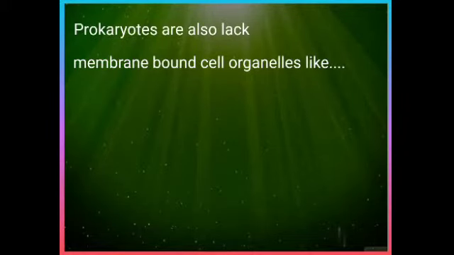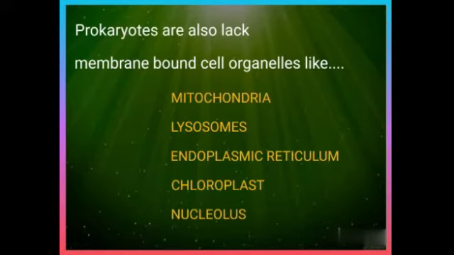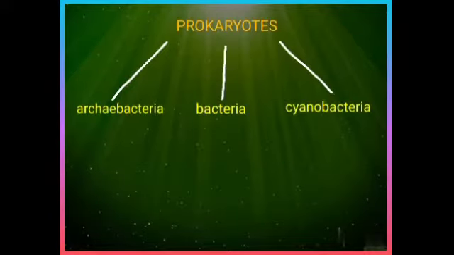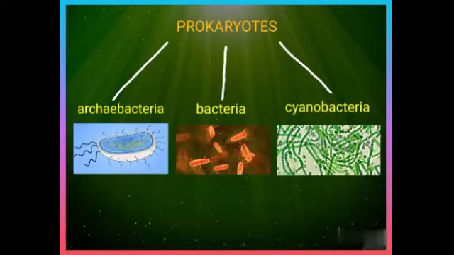The prokaryotes also lack membrane-bound cell organelles like mitochondria, lysosomes, endoplasmic reticulum, chloroplast and nucleolus. But these cells possess ribosomes. The prokaryotes include archaebacteria, bacteria and cyanobacteria.